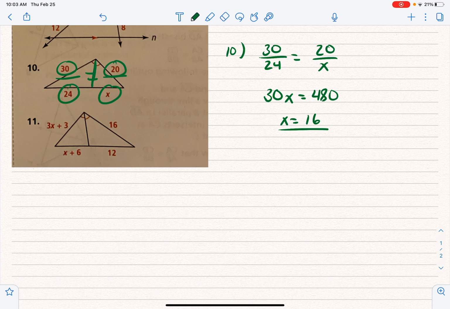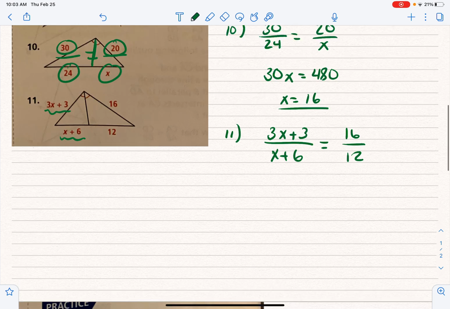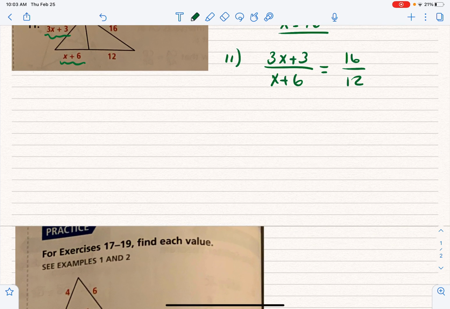All right. Number 11, again, they tried to complicate it by just giving you a little bit more algebra on that one. But still, it'd be 3x plus 3 is to x plus 6. Seems a little scary. As 16 is to 12. Still not a hard problem. So you cross multiply. And that's, again, if you're going to make a mistake, this is probably where, because you might forget to distribute.